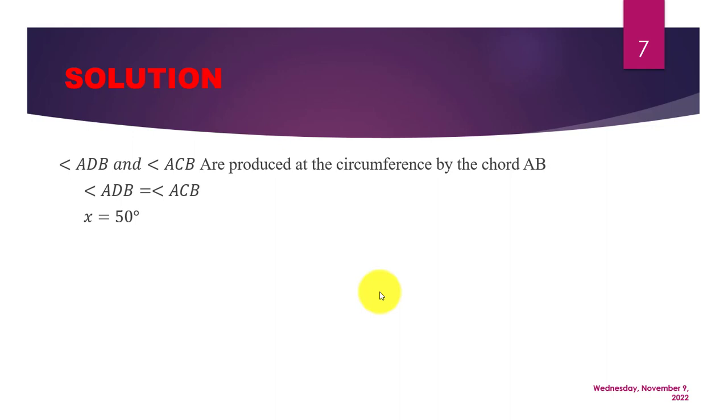Now, from the diagram, you can see that angle ADB and angle ACB are produced at the circumference by the same chord AB. So, by this theorem, we say that angle ADB is equal to angle ACB. Therefore, x is equal to 50 degrees.